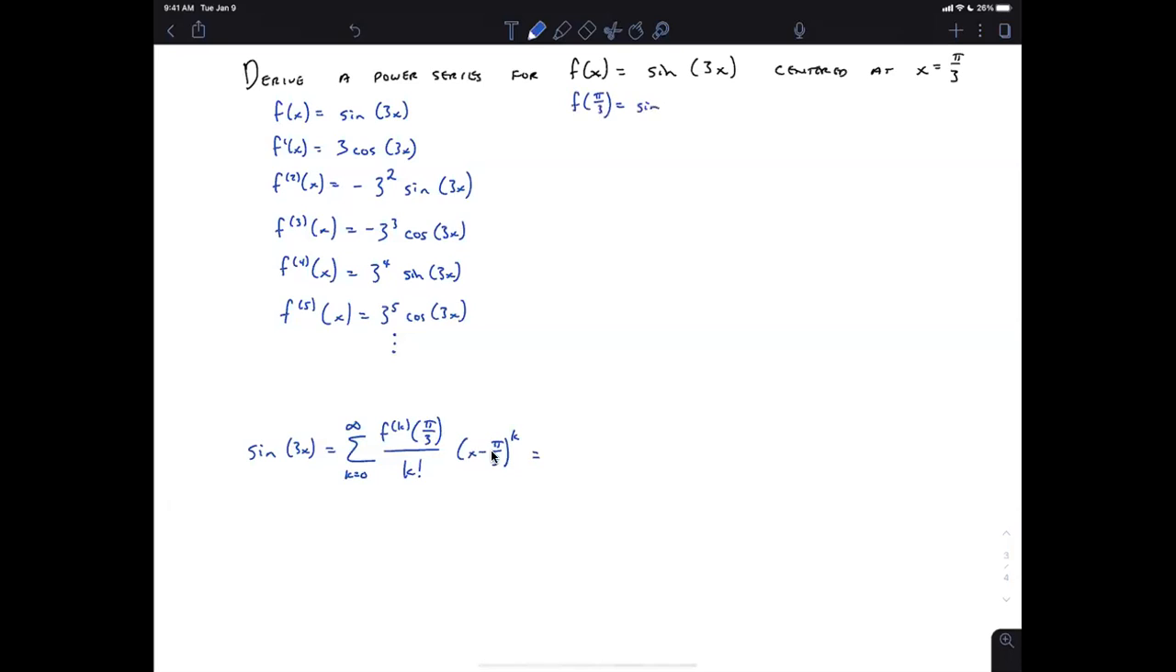Well, that's sine of 3 pi over 3. That's sine of pi, which is 0. So sine of pi is 0. f prime of pi over 3 is 3 cosine of 3 times pi over 3. That's 3 cosine of pi. Cosine of pi is negative 1, so that's negative 3. So everybody follow what we're doing? Any questions?